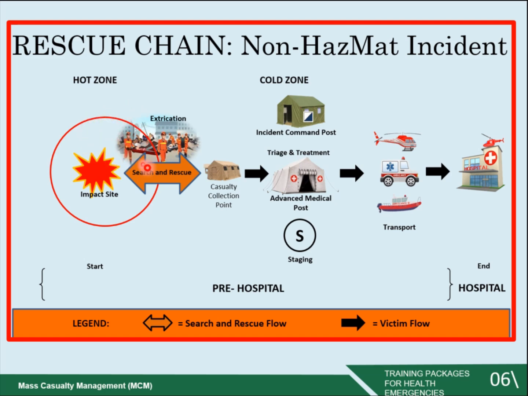to the flow of the search and rescue team, to the first incident facility known to us as the Casualty Collection Point or the CCP, then on to the Advanced Medical Post or AMP, being sandwiched by our Incident Command Post or ICP, and the staging area. Several modes of transport are also present. Then the farthest right is the hospital for more definitive care.